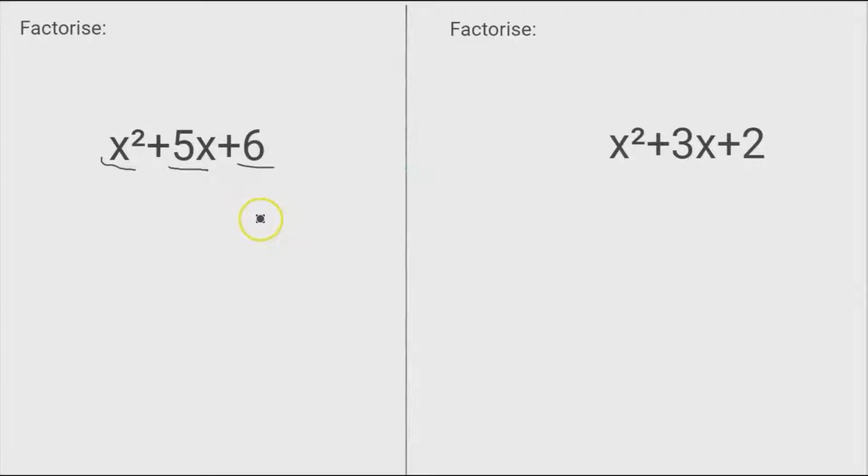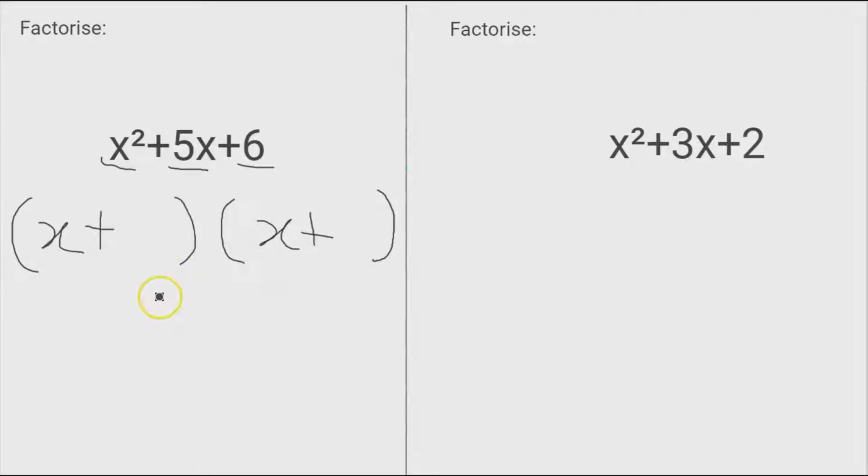The first thing you want to do is draw an empty set of double brackets and put an x at the start of each bracket, like so. We're looking for two numbers that would give us plus 5x and plus 6 when we expand our brackets. As the plus 5 and plus 6 are both positive values, we know the two numbers that we'll get later on will also be positive numbers. So you can just put positive signs right here.